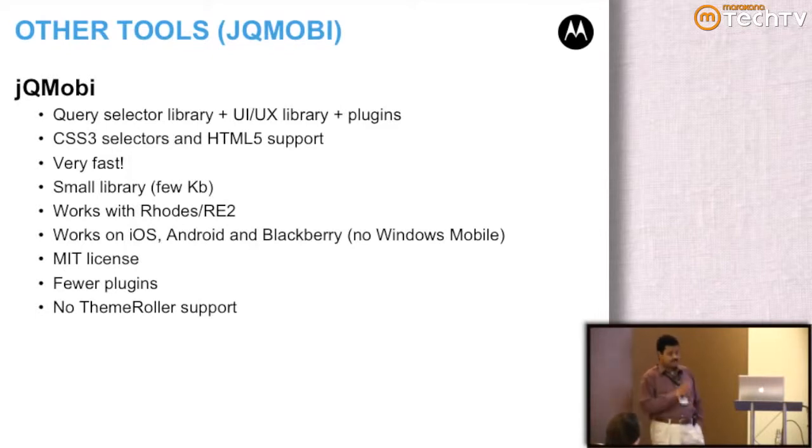jQMobi, one of the biggest selling points of this is its speed. It's blazingly fast, and the library is very small. The downsides, if you want to call it that, is it runs only on Android, iOS and BlackBerry, no Windows Mobile. It does not support all of the features, for example carousel or iScroll and things like that, that the jQuery Mobile framework supports. So, your choice in visual elements is kind of limited.